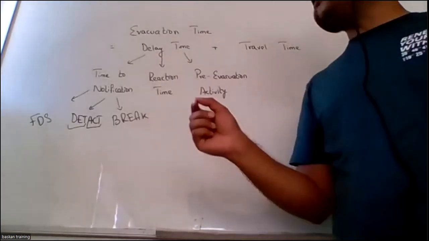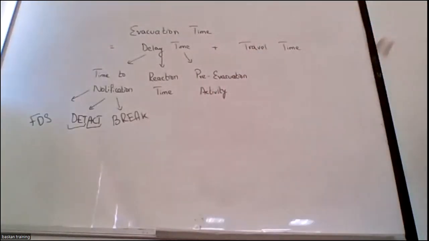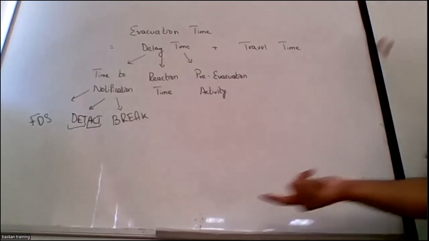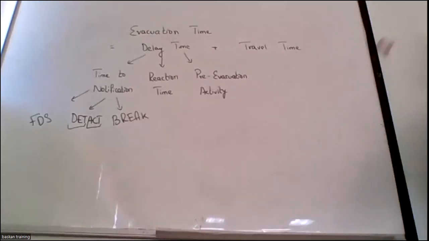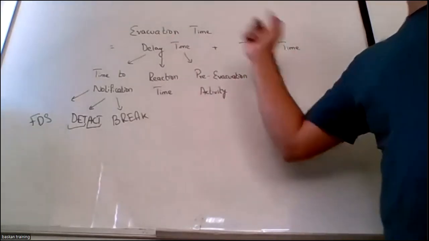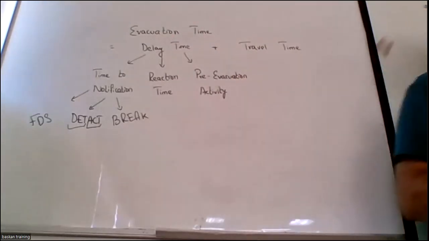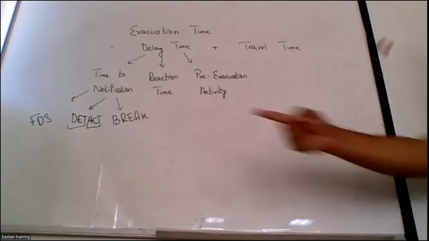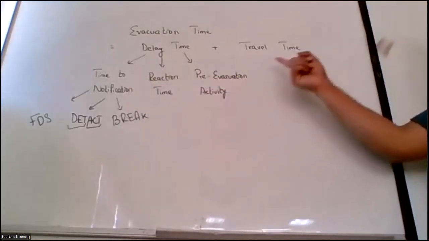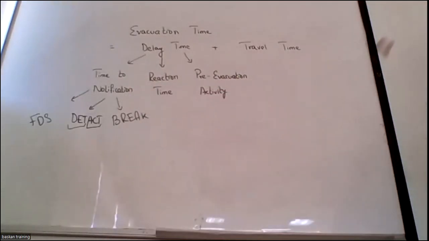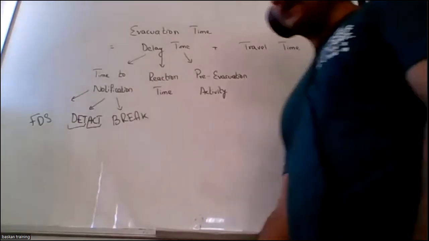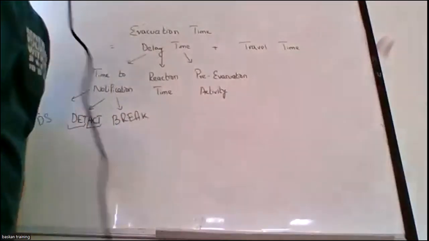Exactly. In the examination, they can provide you any question, and they can twist it around. For example, they may simply ask you which type of time model the DTAC model follows. It gets delay time, in delay time to notification. Or they can ask you which of the times is not a part of delay time, and give you time to notification, reaction time, pre-evacuation activity, and travel time. So travel time is not a part of delay time. Like this, they can always twist the questions in the examination.